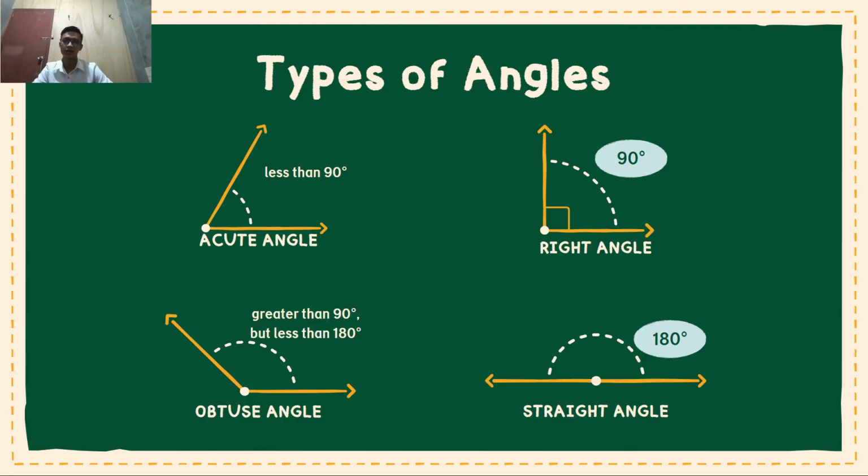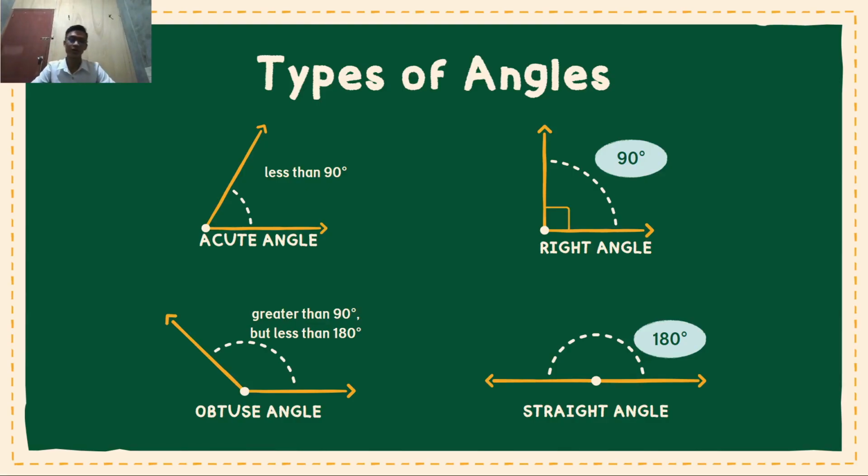Okay? Another one, we have an obtuse angle. It is greater than 90 degrees. So if we notice an angle having 91 degrees, it is considered an obtuse angle. But please do take note that it is less than 180 degrees. 179 degrees is considered an obtuse angle. All right.